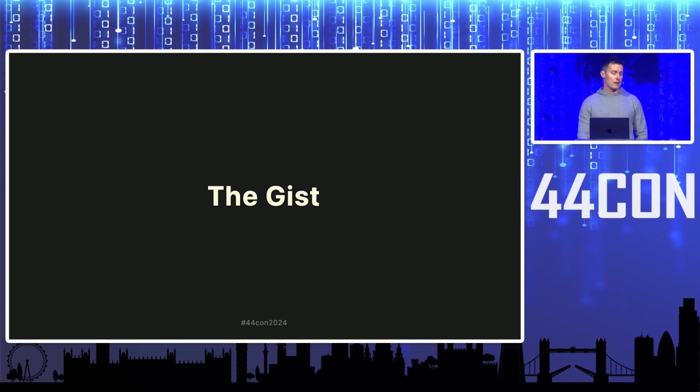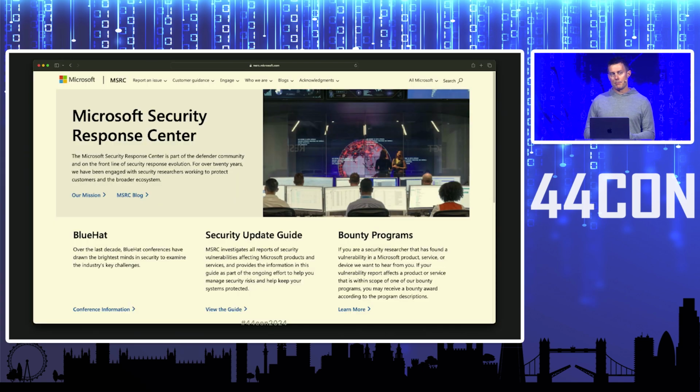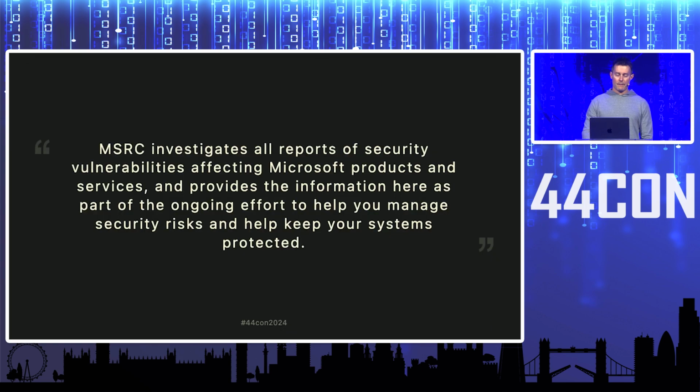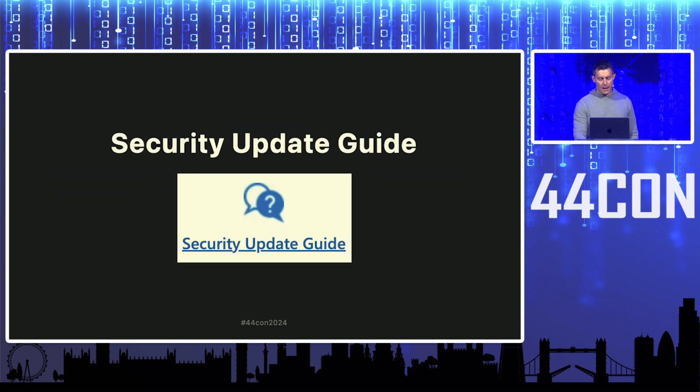So the gist of the talk is that every month on Patch Tuesday, the MSRC publishes all their updates. They're going to release a new update for your system. It's a large organization for Microsoft. They're handling all of the security reports that come in, and they're publishing the CVEs for that. From this article here, it says they've triaged over 70,000 cases for coordinated vulnerability disclosure, and they've issued more than 7,600 CVEs over the past, I think, 20 years or so. And every month they publish this security update guide, and it looks kind of like this.